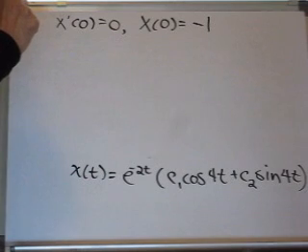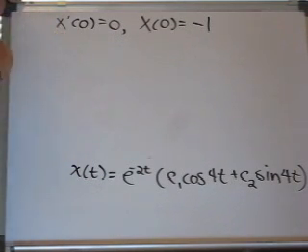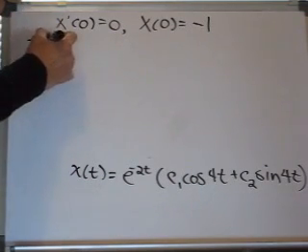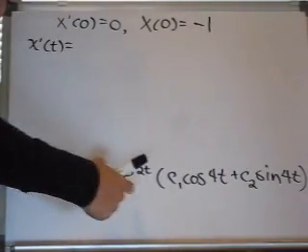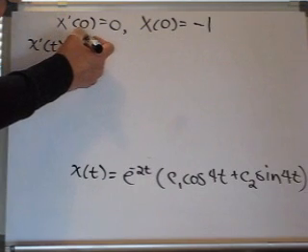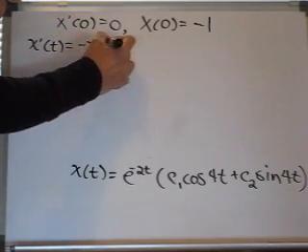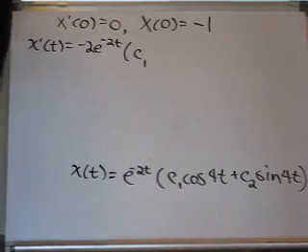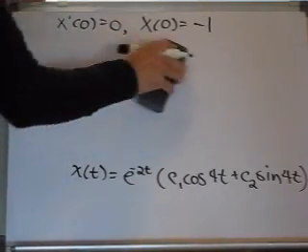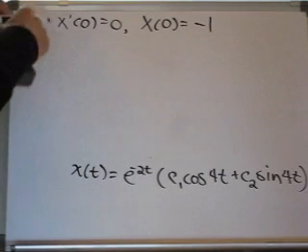So I'm going to first use the derivative initial condition. x prime of t is a product rule, so the derivative of e to the negative 2t is negative 2 e to the negative 2t times c1. You know what, I changed my mind. Let me first solve x of 0 equals negative 1.